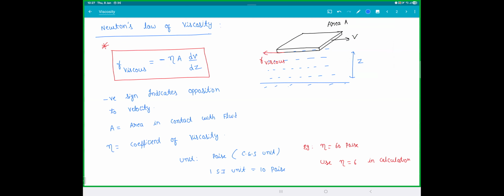So next class when we catch up, we'll continue from here. I'll show you more examples on this and we'll do some more problems. But it's a very small chapter. I think 1.5 classes and we'll wrap it up maybe. And then we'll start off with surface tension.